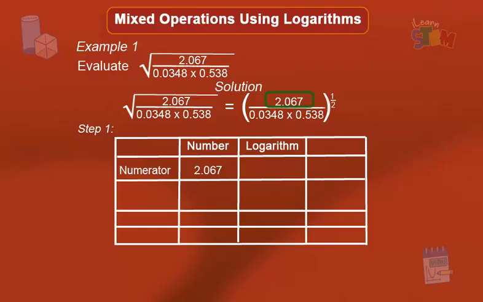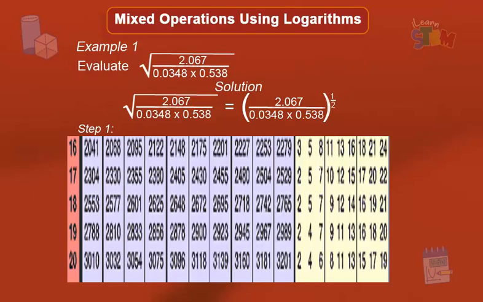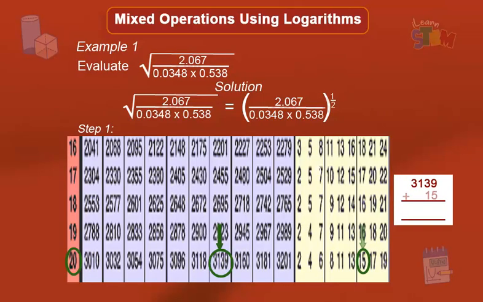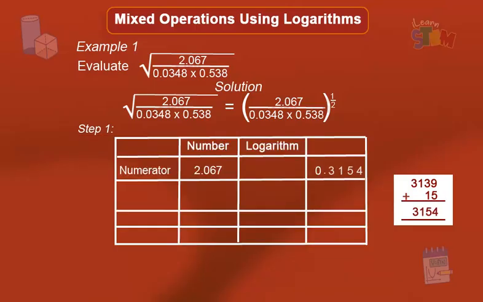Let's find the logarithm of the numerator, 2.067. Recall how to find the logarithm of a number from previous lessons. We will first get the characteristic of 2.067 before solving for the mantissa. Since 2 is between 1 and 10, the characteristic is 0. Let's now solve for the mantissa. To get the mantissa, we will read from tables. Log 20 under column 6. Then we will add the mean difference of 7 in the row, which is 15. This gives us 3139 plus 15. Our answer is 3154. Next, we will solve for the denominator.